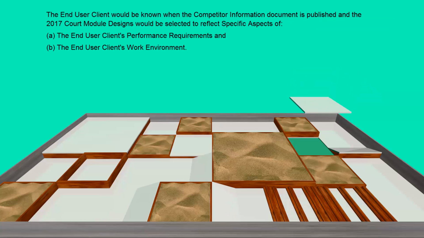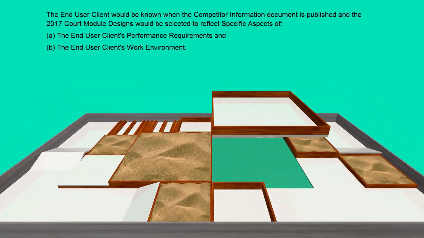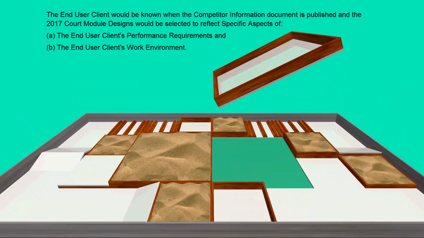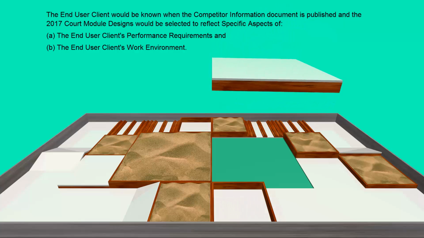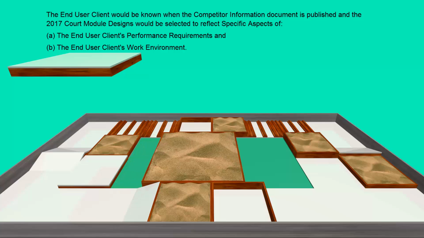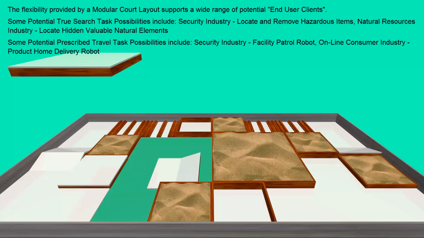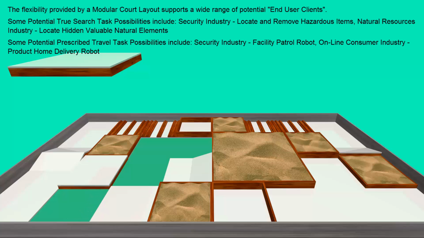The end-user client would be known when the competitor information document is published, and the 2017 court module designs would be selected to reflect specific aspects of: A, the end-user client's performance requirements, and B, the end-user client's work environment. The flexibility provided by a modular court layout supports a wide range of potential end-user clients.